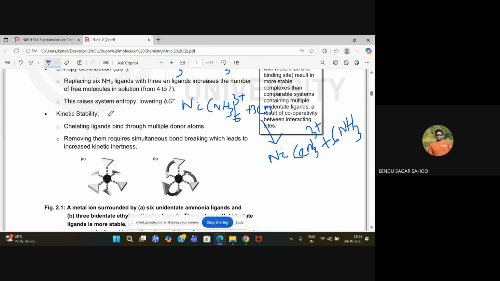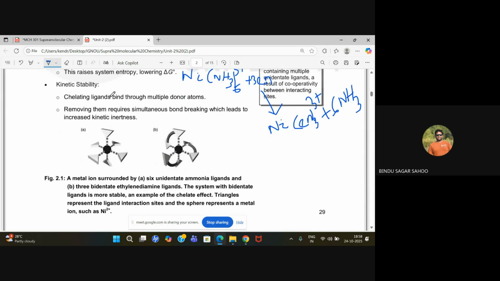That means kinetic stability only deals with the faster production. Out of all the products, which product are we getting initially or fastest? This is called kinetic stability. But if I say thermodynamic stability, it may take more time, but the thermodynamic stability of the complex will be more.